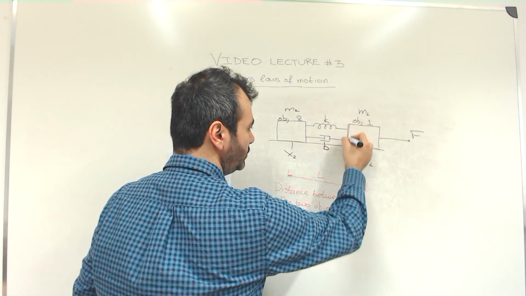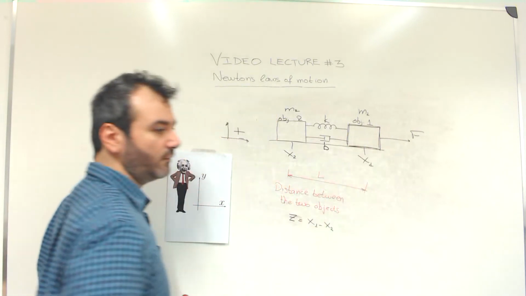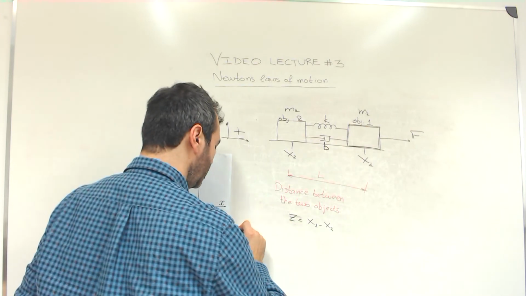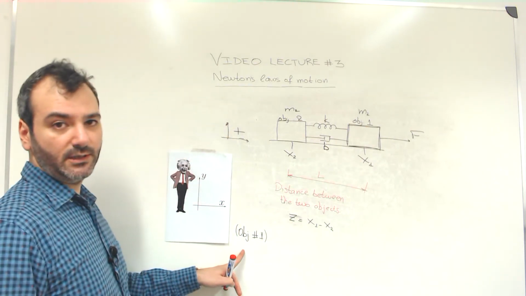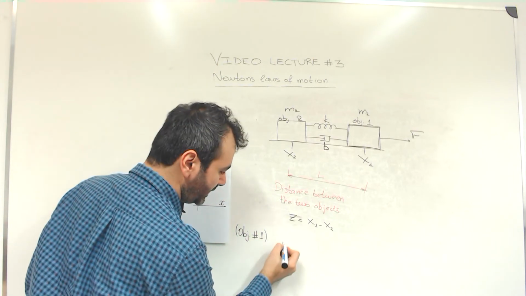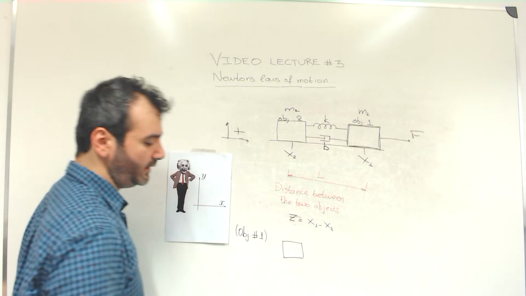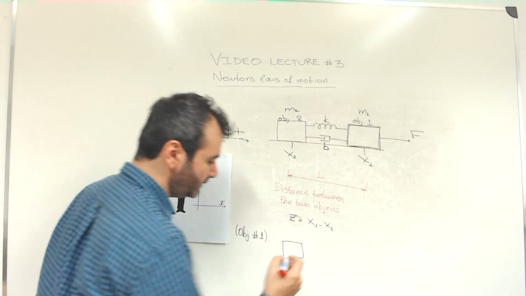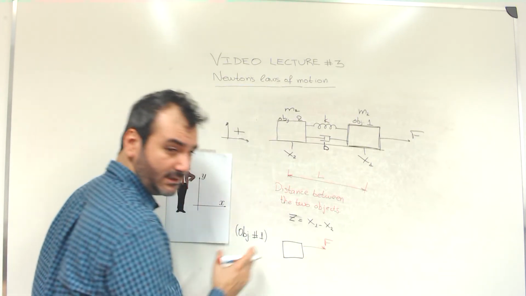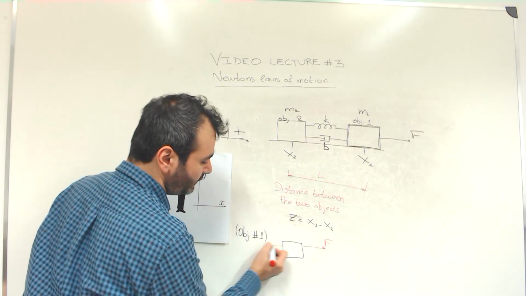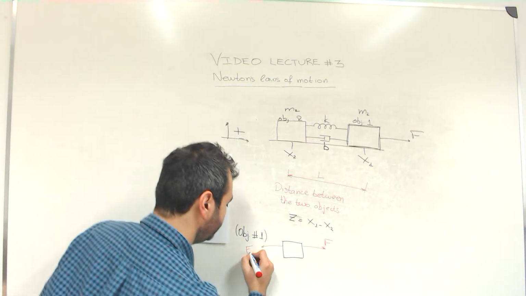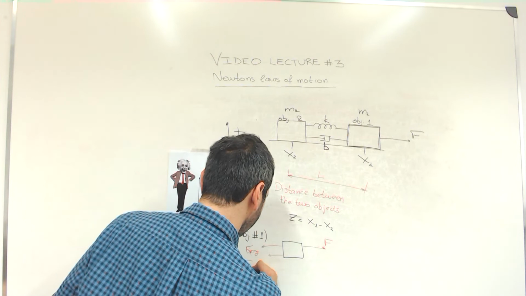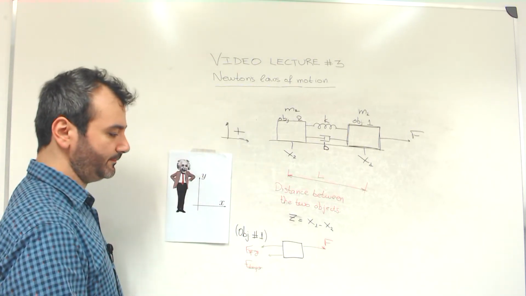I will use now Newton's second law of motion, but because we have two objects, I have to do it twice. So let's do it for object number 1, and I will leave object number 2 to you. It is very useful in such exercises where you have multiple objects to draw the forces that are applied on each object separately. So on this one, we have the external force, which is to the right. We have the restoring force, F spring, which goes to the left. And we have the force from the damper, which is also to the left.